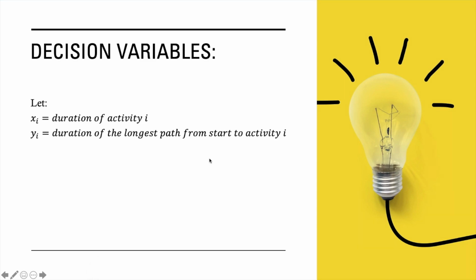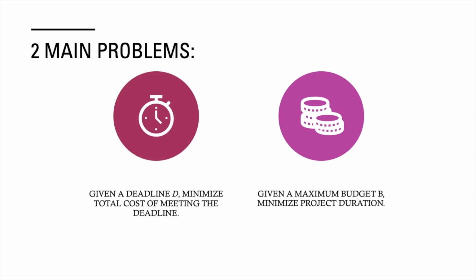What I'd like to do now is to show you the linear programming model for the two problems we talked about. Before I show you the model, let us review again the two problems. The first problem talks about a certain deadline D, and you'd like to minimize the total cost of meeting the deadline. For the second problem, we will just interchange: you are now given a certain budget and would like to minimize the project duration. For my linear programming model, we will first address this first problem.